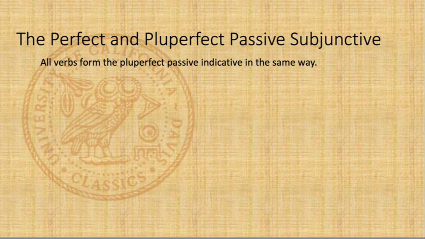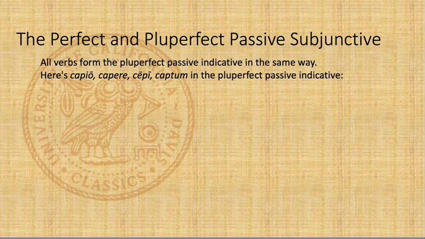All verbs form the pluperfect passive indicative in the same way. Here's capio, capere, cepi, captum in the pluperfect passive indicative. It will form exactly like the pluperfect passive indicative of amo, amare, amavi, amatum.